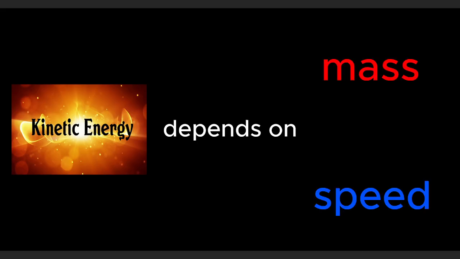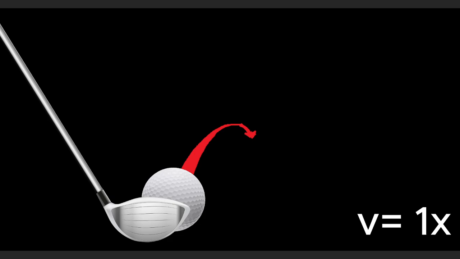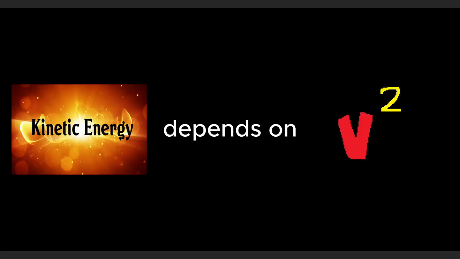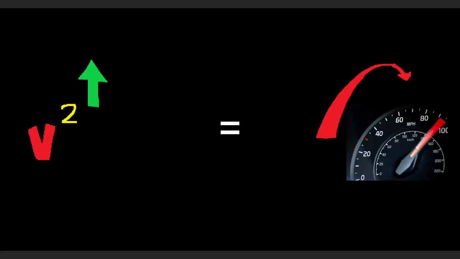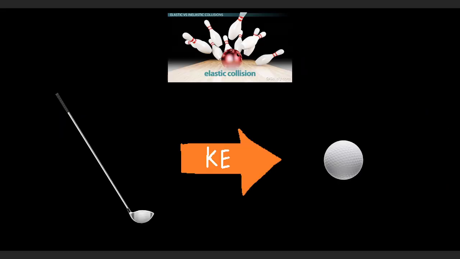Kinetic energy is the energy of motion and depends on the mass and speed of a moving object. It can be written as KE equals half mass times velocity squared. In golf, both the club and the ball have kinetic energy during the swing and impact. The faster the club head moves, the more kinetic energy it has to transfer to the ball. Because kinetic energy depends on the square of velocity, even a small increase in the swing speed can significantly increase the ball's speed and range.